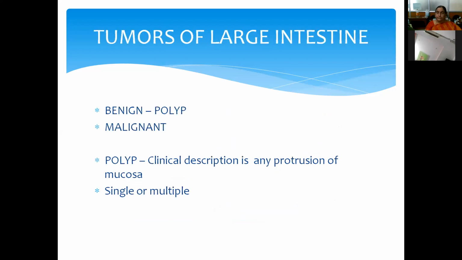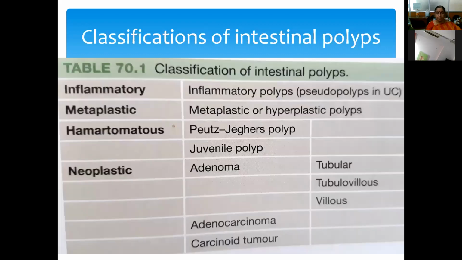Now we'll go on to the pathological conditions of the large intestine, the most important of which are tumors. Tumors, of course, just like in other parts of the body, are mainly of two types, benign and malignant. The classical example of a benign tumor of the large intestine is what is known as a polyp. Polyp is a word used clinically to describe any protrusion of the mucosa. Whenever there is a protrusion of the mucosa forming a swelling, that is known as a polyp. Polyps may be single or sometimes multiple.